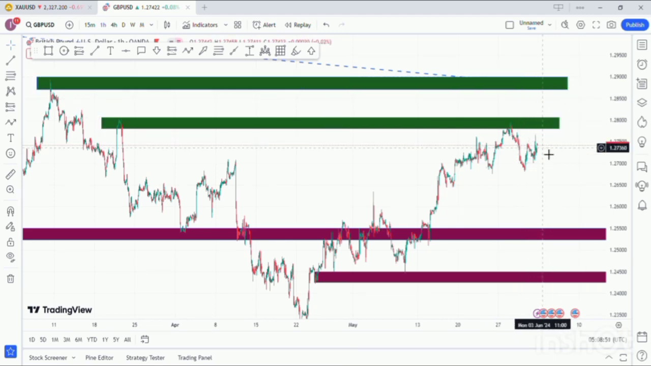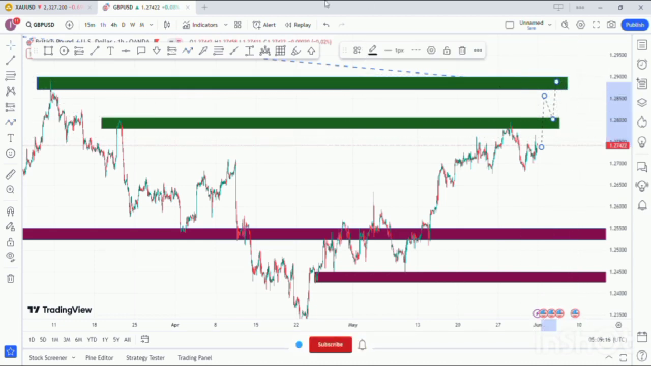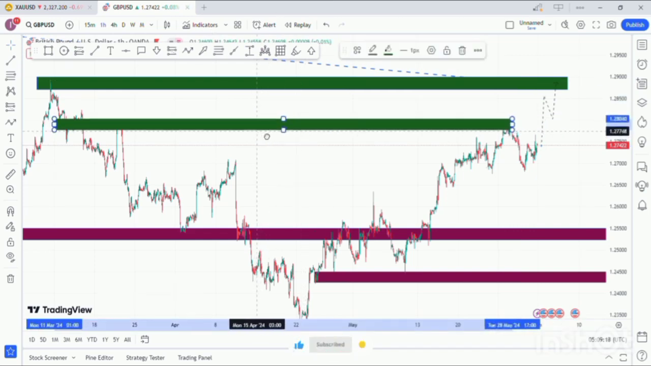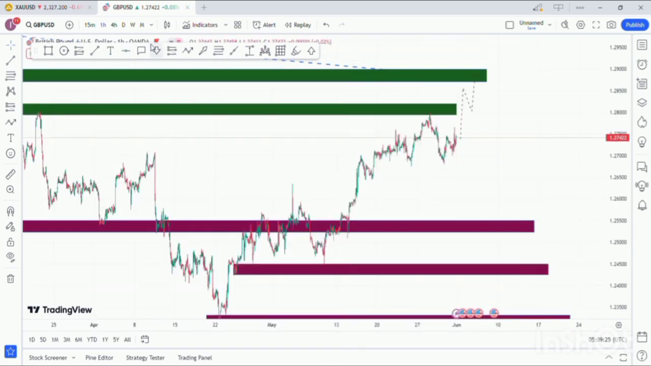But on the flip side, if price reverses from its current position, which is right here, we're expecting a drop to this support zone right here. So some bullish movement for GBPUSD to this resistance zone, or possibly a breakout to the next resistance zone just above. But if price decides to reverse from its current position, we'll be expecting a drop to this support zone right here.